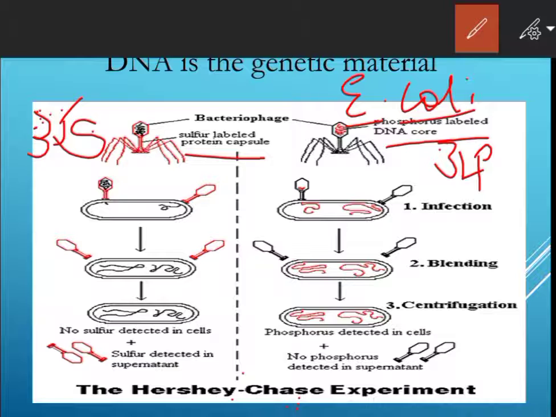From the Hershey and Chase experiment, the fact was established that DNA acts as genetic material. But later, studies revealed that in some viruses, for example TMV, tobacco mosaic virus, Qβ bacteriophage, and many more, RNA is the genetic material. I hope this is clear to everyone.